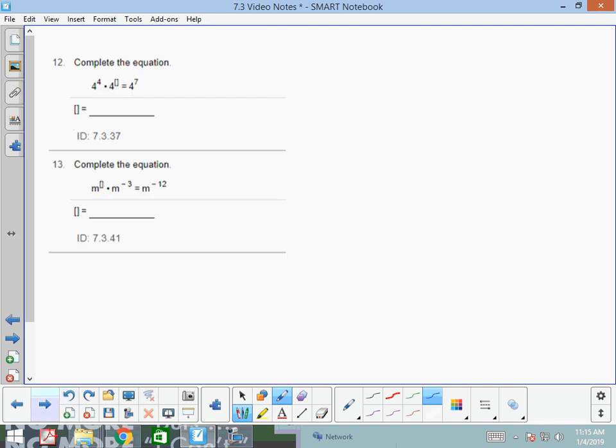Number 12, and I guess I have number 13 on here too, so I'll go ahead and do that. Number 12, since we're multiplying and the bases are the same, we're adding the exponents. The first exponent is 4, plus the second exponent, I'm just going to put an X there. And we're making an equation out of it. We're adding the exponents on the left side to equal the exponent on the right side. So this is an equation, if you will. So we're going to subtract 4. So the variable, the exponent, the box where we put an X, that should be a 3.